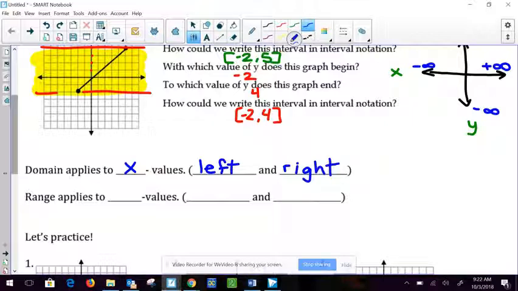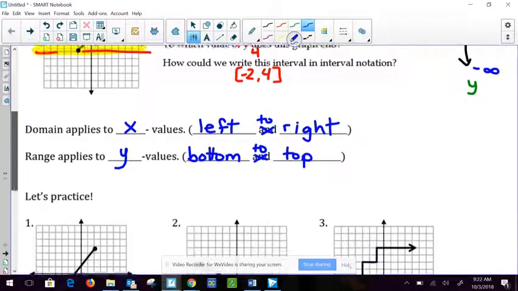Okay, so it's always left and right. If anything, I might change this "and" to the word "to". When we're talking about the range, that's looking at the y-axis now. So for the y-axis, it always goes bottom to top. If you keep that in mind, the rest of it should go a little bit easier.